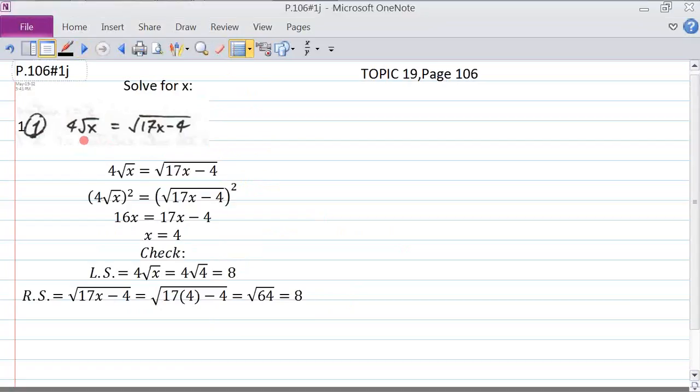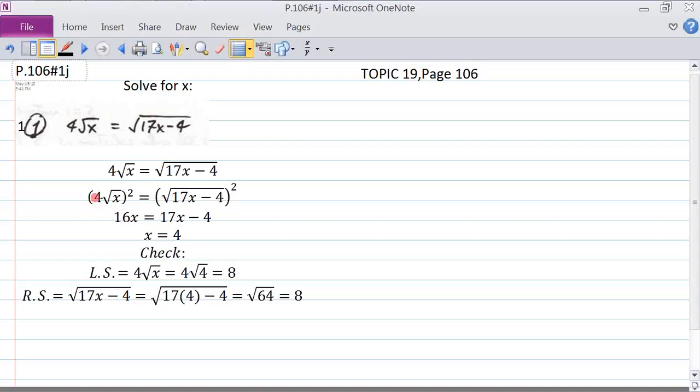Now, in problem 1J, we have 4 root x equals the square root of 17x minus 4. We have radicals on both sides. The easiest thing is to square both sides. So first of all, we've rewritten the problem. We square the left side, we get this. We square the right side, we get that.